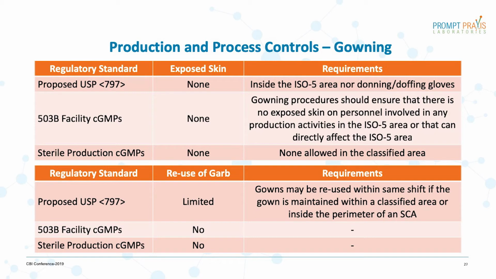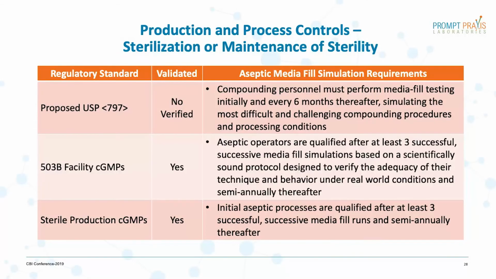So we briefly talked about what is the role of media fills in qualifying analysts or operators. And it's very interesting because in the proposed USP, you only need to qualify and complete one successful media fill. Both in 503Bs and in sterile productions, you have to do 3 successful media fills. And that means if you do 2 successfully and the 3rd one fails, you're starting all over again at number 1. And I've been involved in locations where it took several tries to get 3 successive media fills completed. So it's a bit more stringent to have that 3 successive criteria.